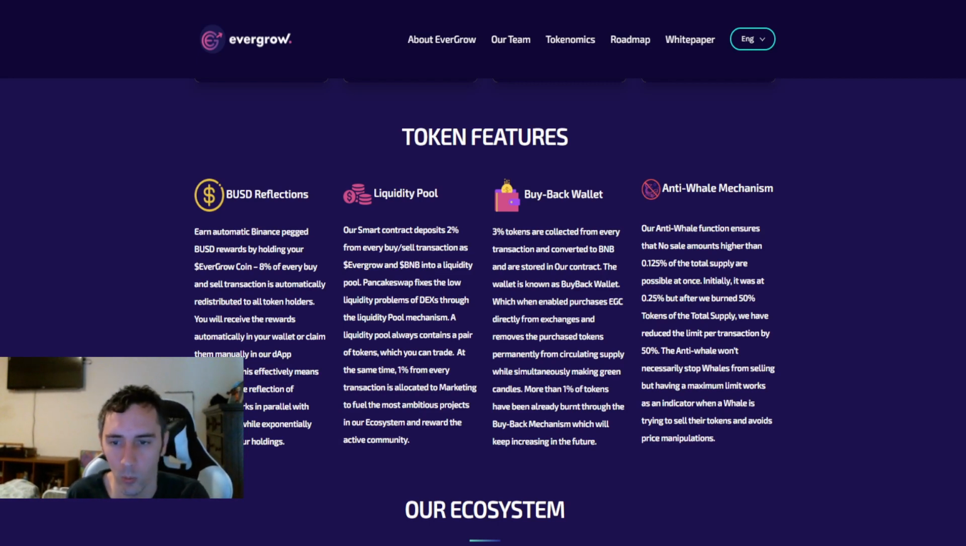Next up is Buyback Wallet. 3% of tokens are collected from every transaction and converted to BNB and are stored in our contract. So SafeMoon has a large portion of their liquidity backed on BNB. We have the P SafeMoon, which is doing off the Ethereum side, but it's a similar concept here, which when enabled purchases EGC directly from exchanges and removes the purchased tokens permanently from circulating supply while simultaneously making green candles.